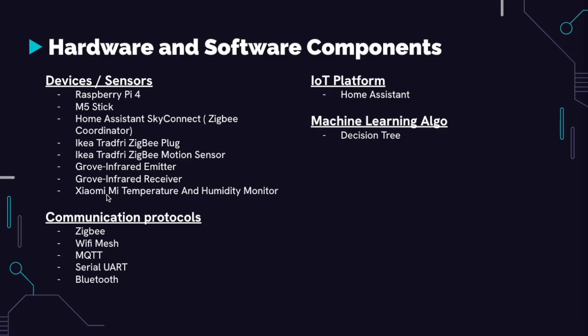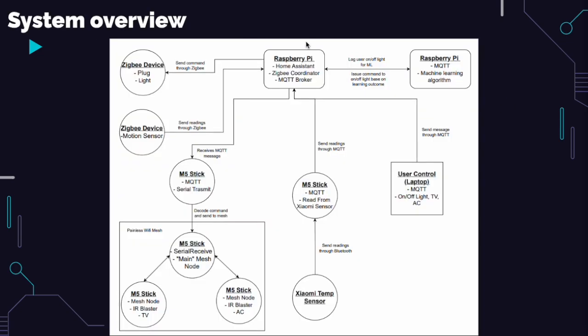And also lastly, we have the Xiaomi temperature and humidity monitor. For the communication protocol, we used Zigbee, Wi-Fi mesh, MQTT, serial UART, and Bluetooth. For the IoT platform of choice, we used Home Assistant. And as for the machine learning algorithm, we decided to use Decision Tree. Now this is an overview of the whole system.